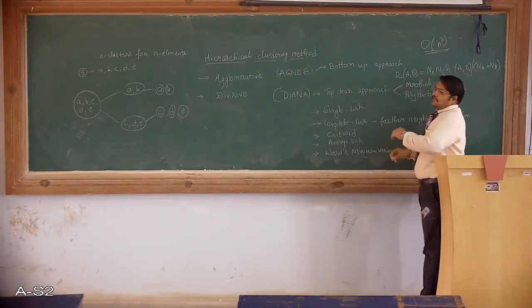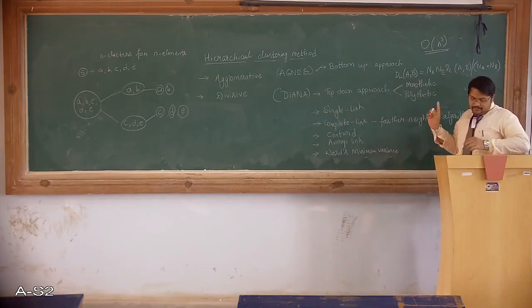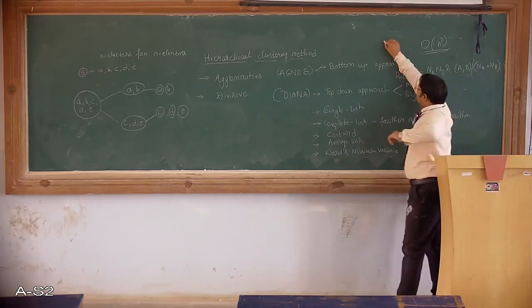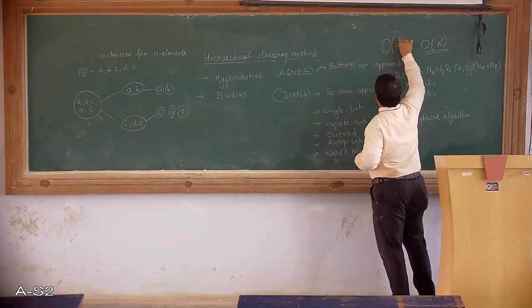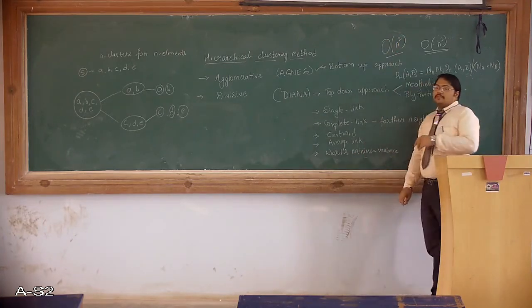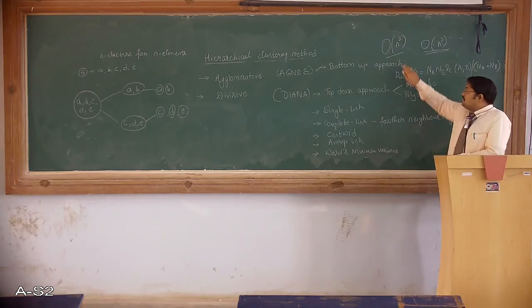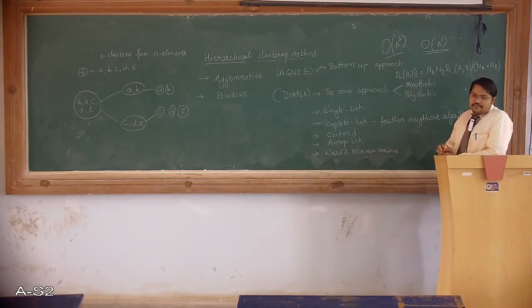Big O of n cube. This is for hierarchical methods. If I consider the distance matrix, it is given by big O of n square. So this is for the distance matrix and this is for hierarchical methods. This big O of n square becomes very large for a very large number of objects. As the number of objects increases, the complexity also increases for the distance matrices.